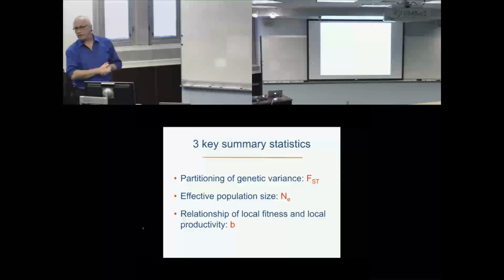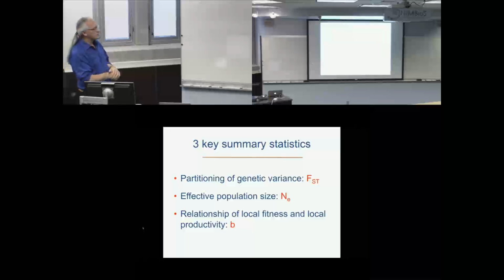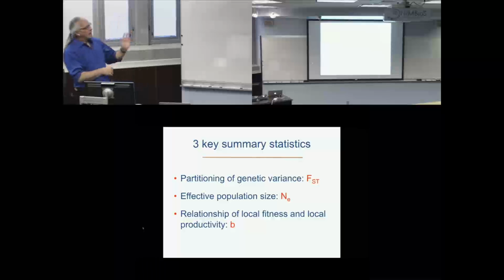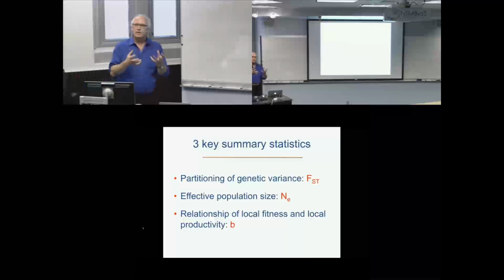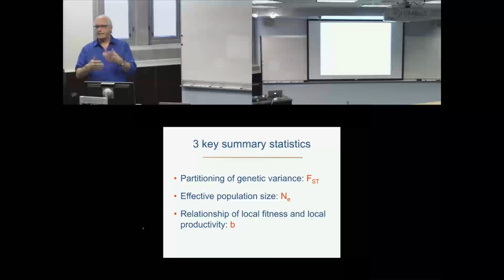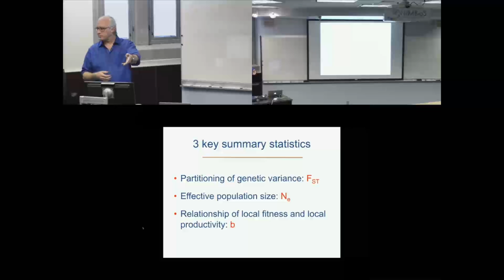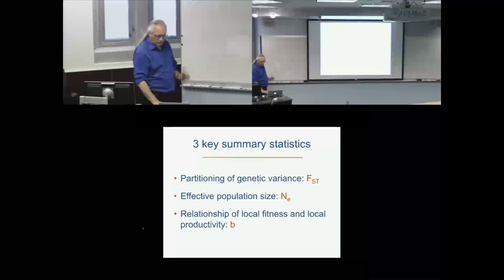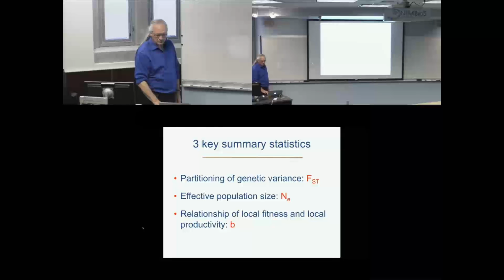I'll define that more precisely for you in a second. We're going to measure that in terms of a quantity called FST. Effective population size, how much genetic drift there is. That one's not so important in terms of what I'm talking about today. And then finally, what's the relationship between local genetic fitness and the local productivity of the population? So in other words, who are you competing with for access to resources and to be able to put your offspring in the next generation? I'll tell you more about what I mean by that in just a second as well.